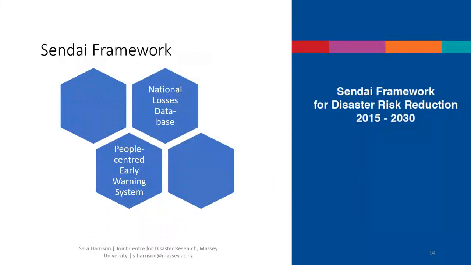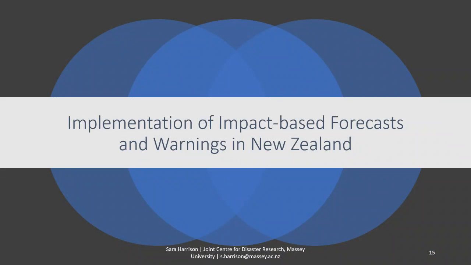But the overall implications of my research is I have two sort of hopeful uses for my PhD. One is towards developing a national loss database for New Zealand, which is a priority under the Sendai framework, as well as furthering the efforts toward people-centered early warning systems, which I think impact-based warnings really fall under. And then again, towards implementing impact-based forecasts and warnings in New Zealand.